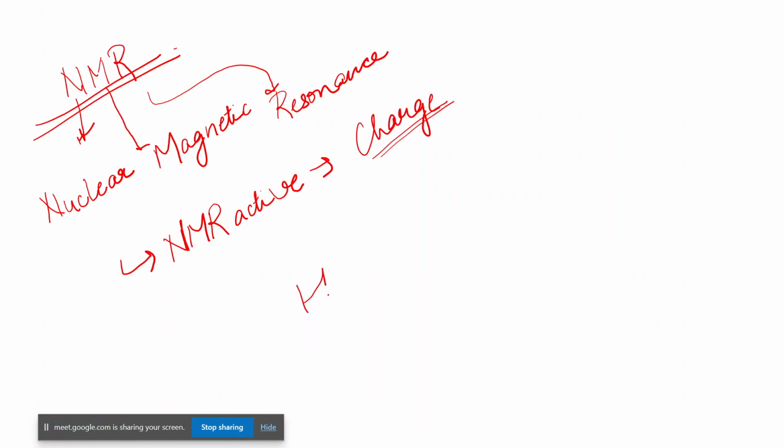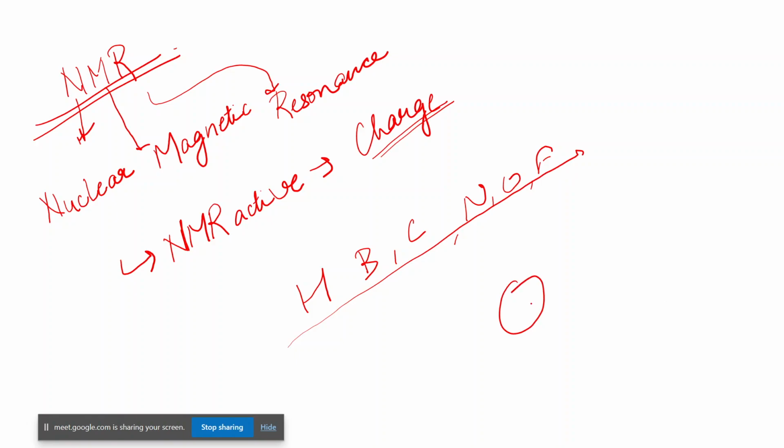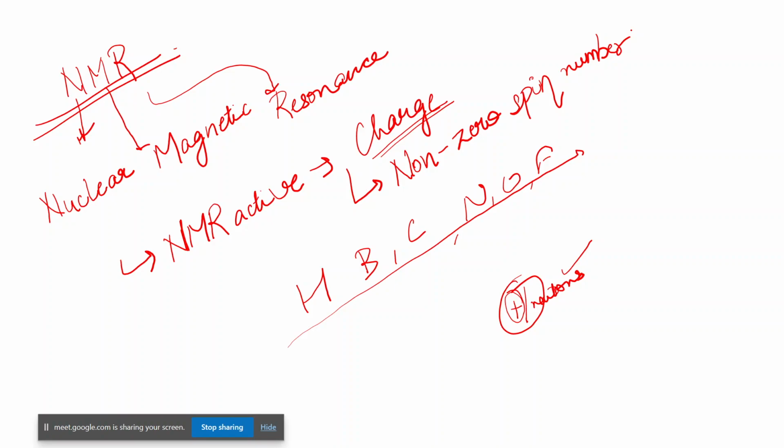And you know, if you see proton, boron, carbon, nitrogen, oxygen, fluorine, every nucleus is charged, because in a nucleus there are protons and neutrons, and the neutron is neutral, it doesn't carry charge, but protons carry positive charge. So every nucleus is charged, and you can't differentiate on the basis of charge which can be NMR active or inactive. So the second criterion is it should have a non-zero spin number. This is the main criterion by which you can distinguish whether a particular nucleus is active for NMR or not.